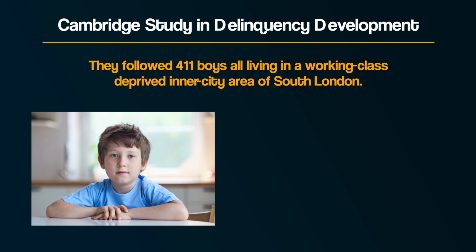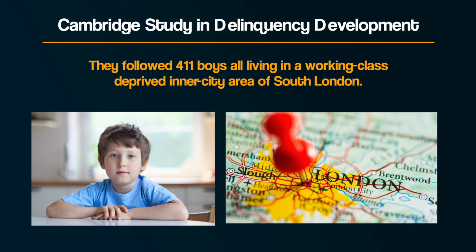So what did they do? Well, they followed 411 boys who at the beginning of the study were all living in a working class, deprived, inner city area of South London. They began collecting data when the boys were around 8 years old and continued through their adolescence and into adulthood with multiple follow-ups conducted at different ages.